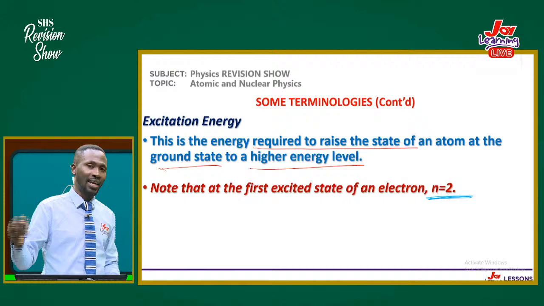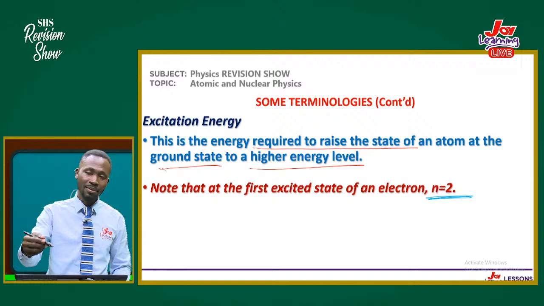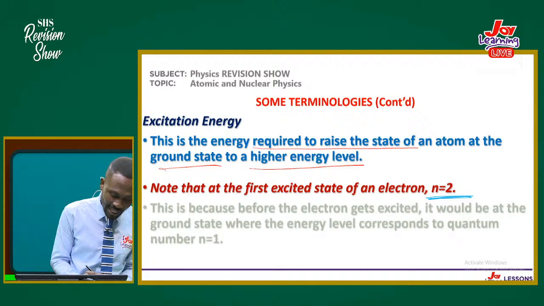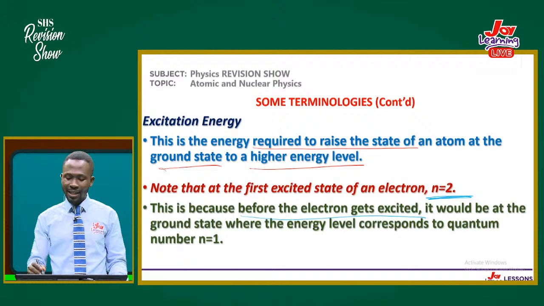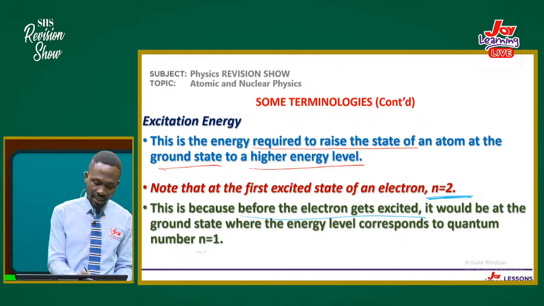So be very careful when you are given a question. You are supposed to find something about an electron that has been excited. So note it that at the first excited state of an electron, n is equal to 2. Why? This is because before the electron gets excited, it would be at the ground state, and at that place, the quantum number n is already equal to 1. Good. We continue with the terminologies.